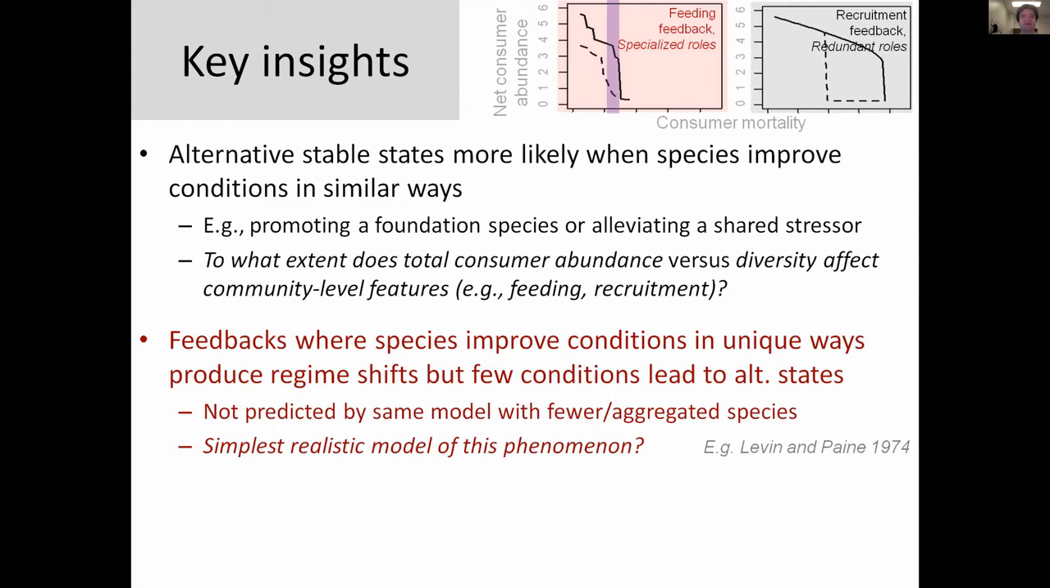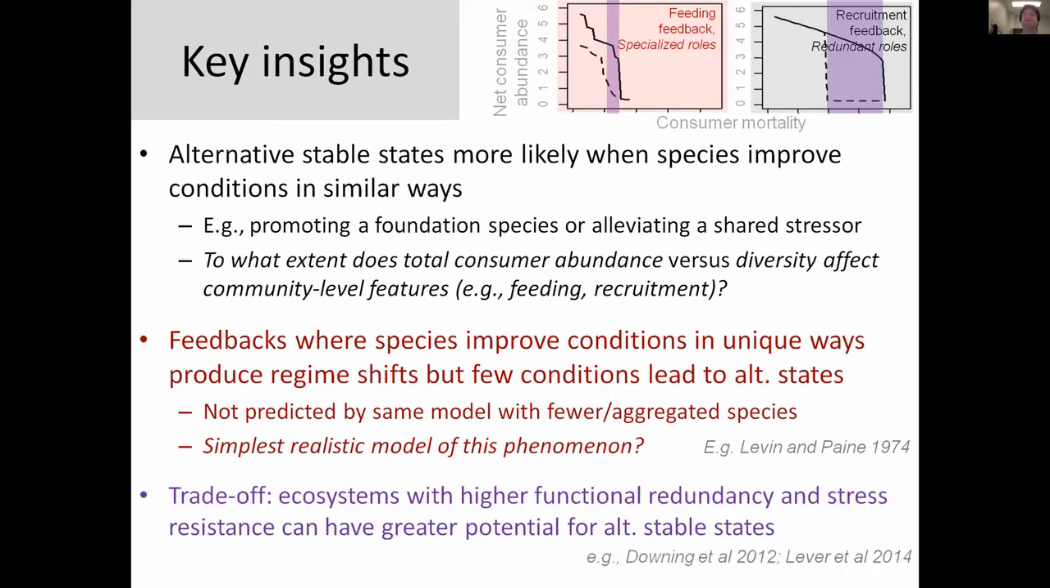So this is really a novel dynamic that emerges when you account for the diversity of the species and their different demography within the consumer compartment. And so one of the really interesting questions is, what's the simplest but biologically realistic model of this phenomenon that we can think of to get a sense of how generally this might happen?